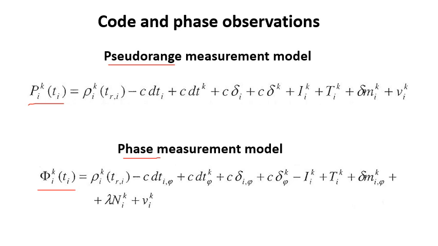As you can see, the left-hand side includes the measurement itself, for example, in the pseudo-range measurement, and the right-hand side includes the parameters of my model. As you can see here, the first term denotes the geometric distance, which means that if I have perfect clocks at both ends, the receiver and the satellite, I would obtain the direct distance in a vacuum.